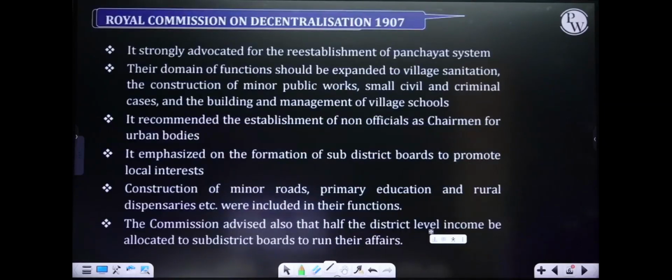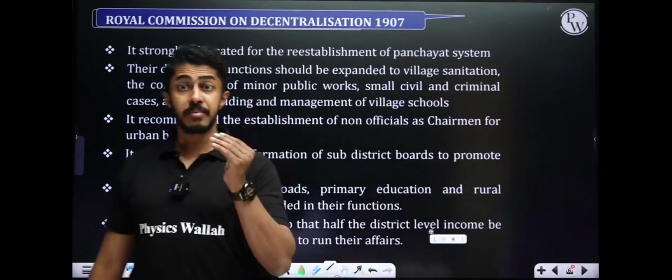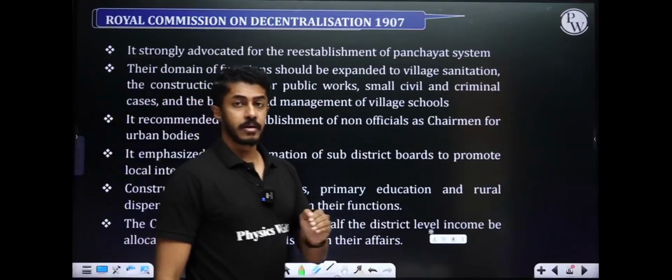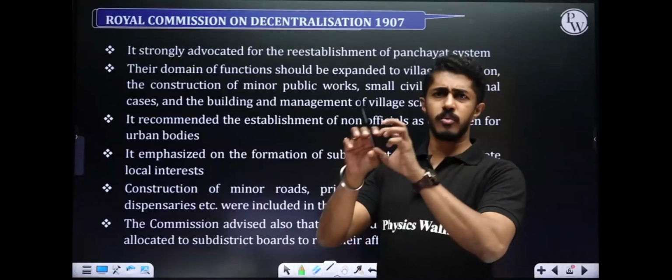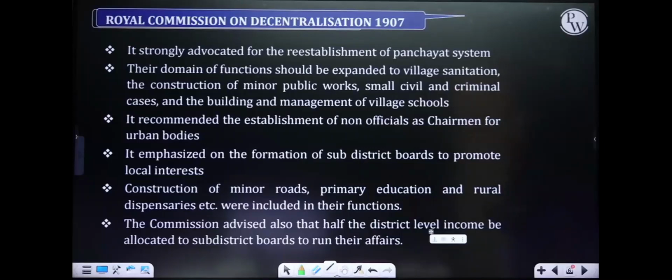So the Royal Commission on Decentralization, ये इसका थोड़ा points हमने पहले भी देख चुका है. But now we are going to take it up a little more properly. It strongly advocated for the re-establishment of Panchayat system. Their domain of function should be expanded to village sanitation, the construction of minor public works, small civil and criminal cases, and the building and management of village schools.